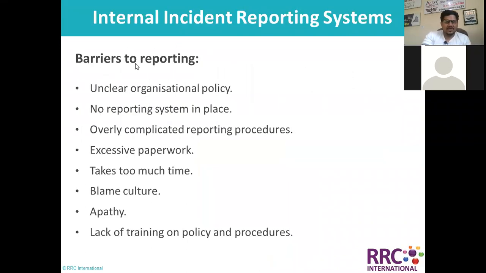Even though we discuss a lot, let's understand the barriers to reporting. Number one is unclear organizational policy. Let me share my experience here. Whenever during an audit we ask someone, do you know what your safety policy is? No, I don't know. Do you know where it is displayed? Yes, it is displayed on the notice board, in a frame. It's everywhere. Do you know what is written inside? No, I don't know. Do you know what the purpose of that policy is? Sorry, I don't know.